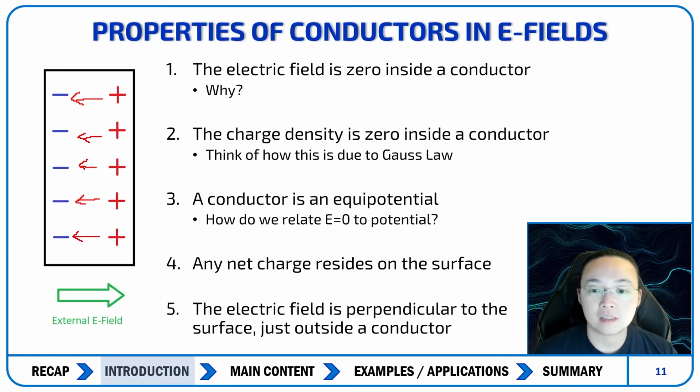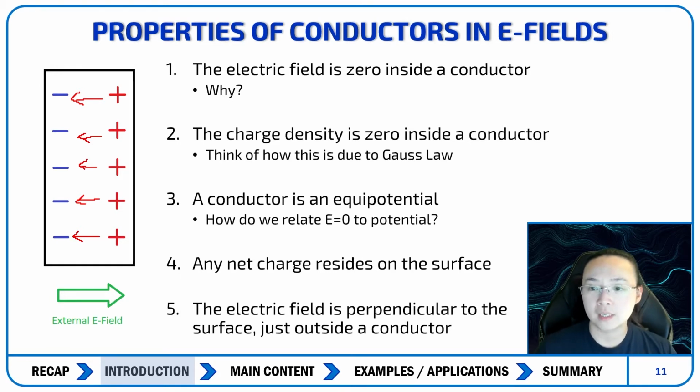So we can label this as the induced electric field pointing towards the left. And this induced electric field is just as strong as the external electric field, but in the opposite direction. So inside the conductor itself, the electric field is going to cancel out and become 0. That is why the electric field is 0 inside a conductor.